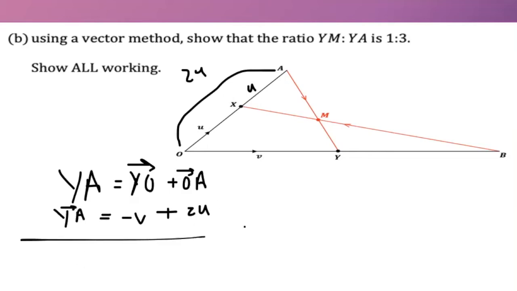Now, let's look at what's YM. Now, with YM, which is this portion, I can go from Y to B and then B to M, or I can go from Y to O, O to X, X to M. However, I'm going to choose YM to be equal to YB plus BM. That's the shortest route. So YB plus BM.